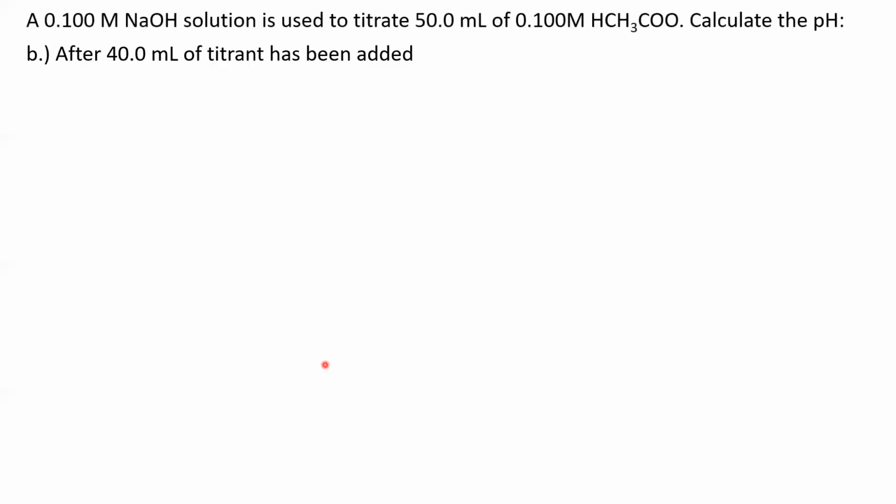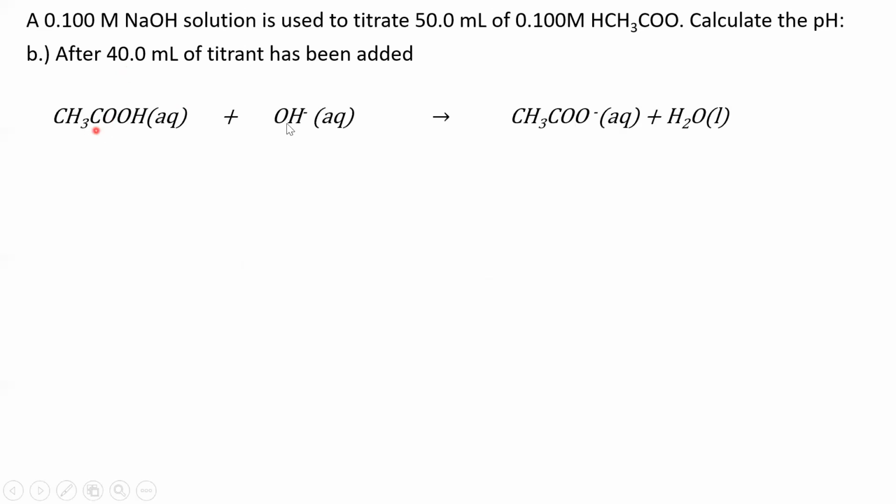All right. So let's look at the next step. We're going to look after we add 40 milliliters of sodium hydroxide. Okay, well, here's our reaction. The sodium hydroxide is going to react with the acetic acid. Remember that acids give up their hydrogen ion to bases. So we're going to produce acetate ions and water.